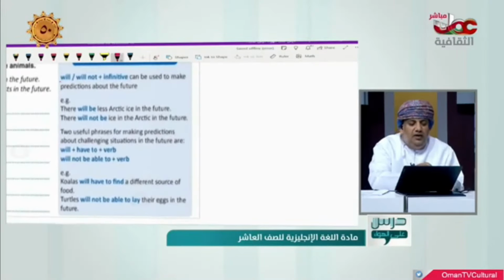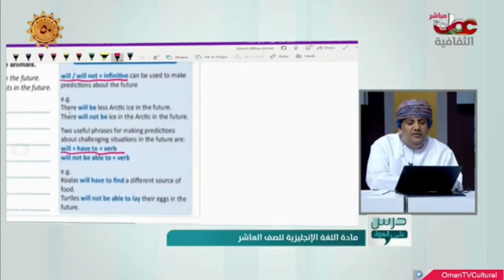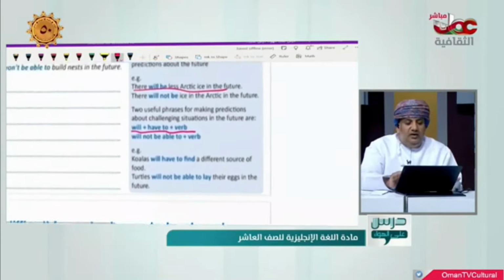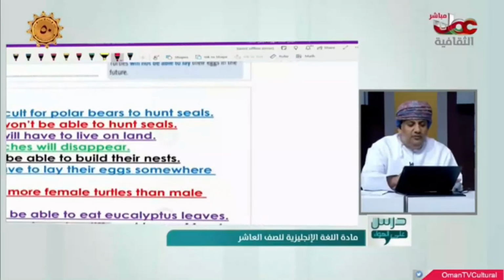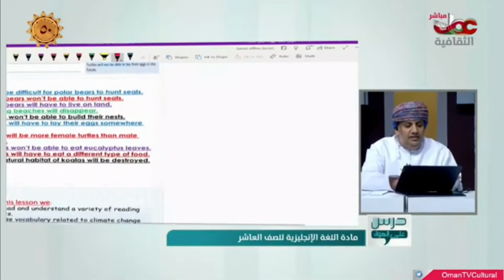We will use will and will not plus infinitive, or we use will plus have and a verb to write the sentence. Here we have some examples. There will be less Arctic ice in the future. So you can use this information if you want to write some examples here.